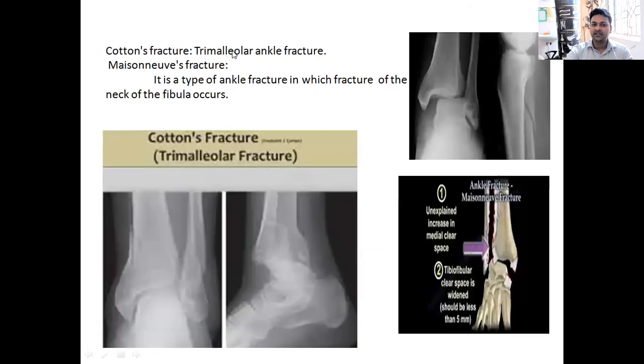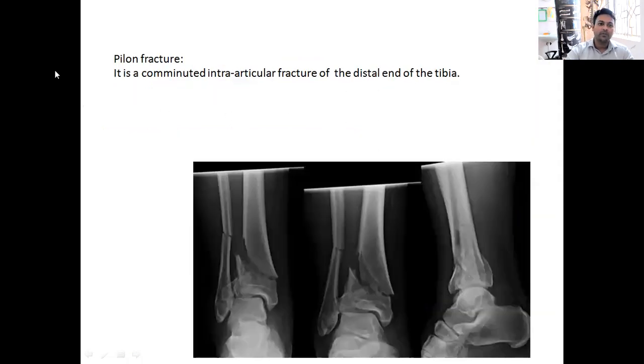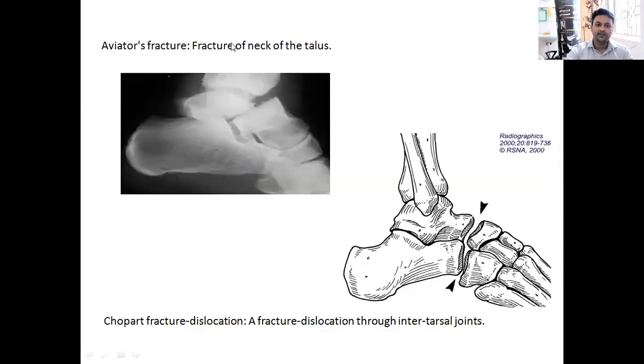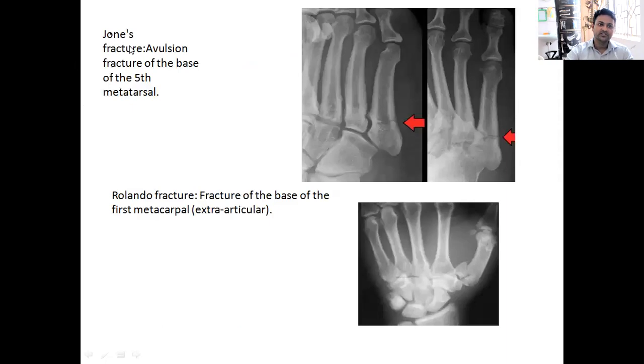A Cotton's fracture is a trimalleolar ankle fracture, which involves the lateral, medial as well as the posterior malleolus. Maisonneuve's fracture is a typical ankle fracture where there is a fracture of the neck of the fibula as well. A pylon fracture is a comminuted intra-articular fracture of the distal end of the tibia. An aviator's fracture is a fracture of the neck of the talus, seen in pilots. Jones fracture is an avulsion fracture of the base of the fifth metatarsal.